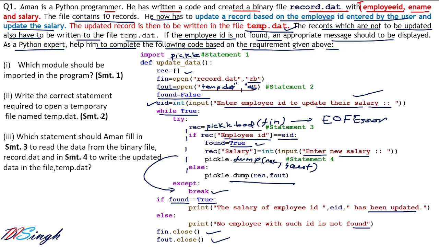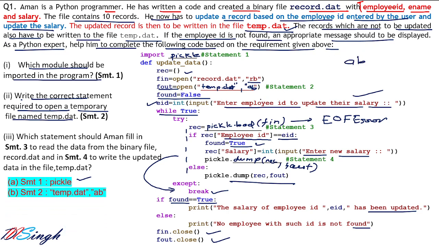So here are our questions: which module should be imported in the program at statement 1? Pickle module. Okay, next one. Let us see the answer. First one is what? Pickle module. Write the correct statement required to open a temporary file named temp.dat. For opening a temporary file, the open function will take two arguments, file name and the mode. As we are dealing with binary files, we are going to open it in append mode. So temp.dat, ab, is correct for this particular fill in the blank at statement 2.